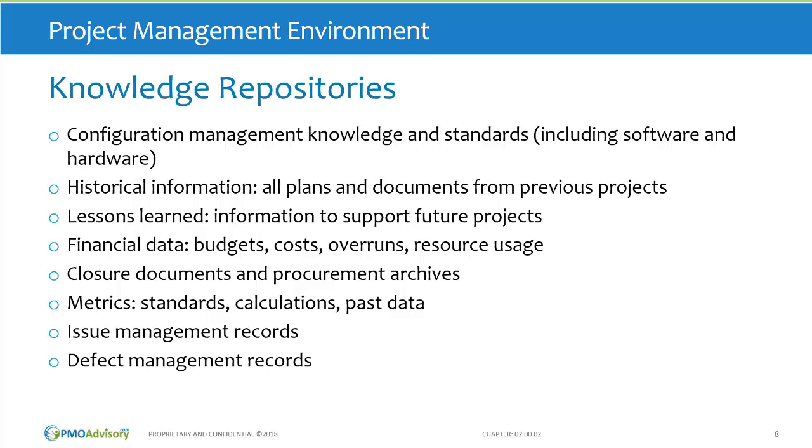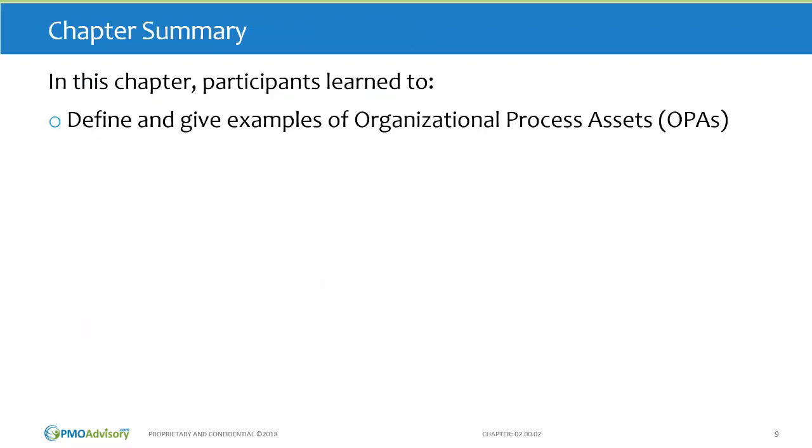Other information are the standard metrics that are used in your organization and for project management. So they could even include calculations, financial models, computer models, and past data collections. You can also refer to issue management records for ideas on problem solving, and defect management records for help with quality management. In this chapter, we discussed organizational process assets.